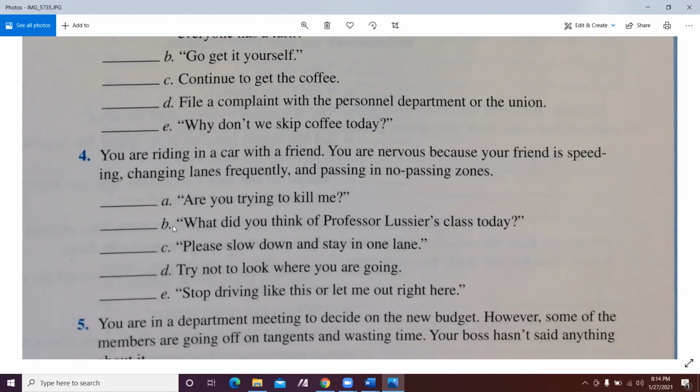Then this response is passive. This one, please slow down and stay in one lane, is assertive. Try not to look where you are going, this is passive. Stop driving like this, or let me get out right here, right now, that is aggressive.